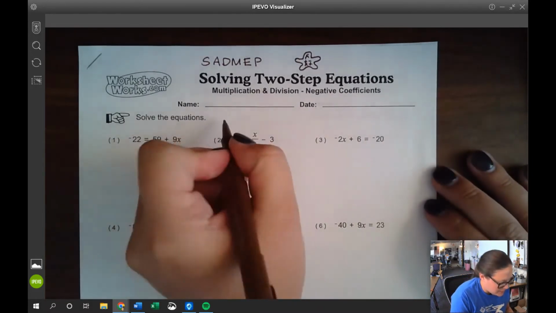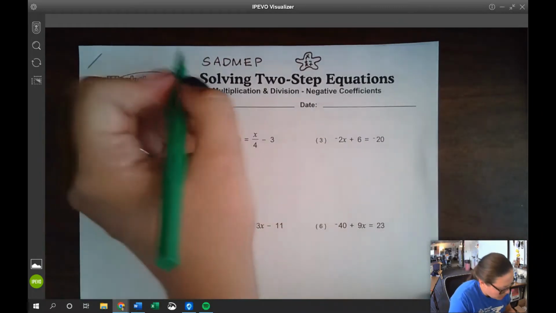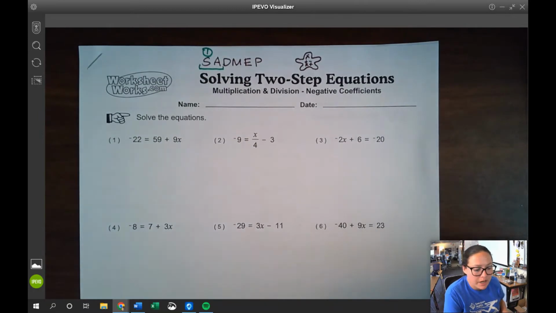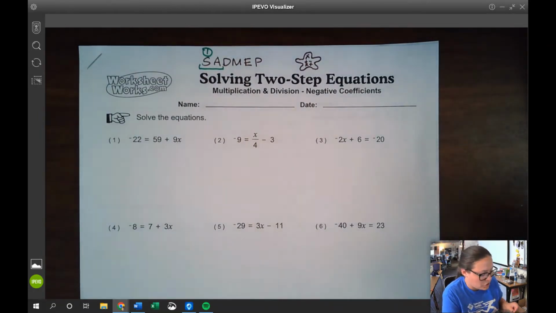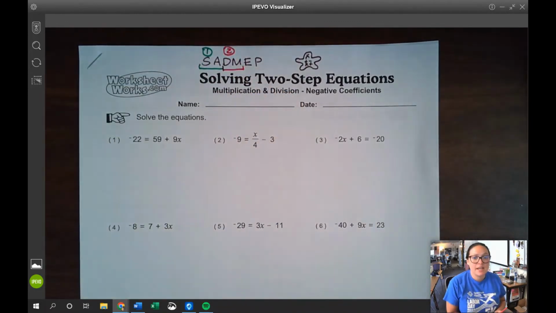Which means for our two steps, step one is going to be either addition or subtraction, and then step two is going to be either multiplication or division. Now, we don't have to worry about exponents or parentheses at this exact moment because we're just dealing with two-step equations. So your first step is either going to be adding or subtracting, and then your second step is going to be multiplying or dividing depending on what's going on in the equation.